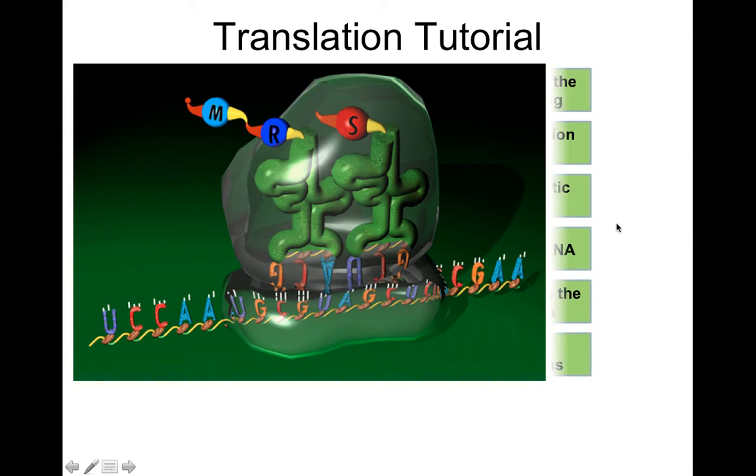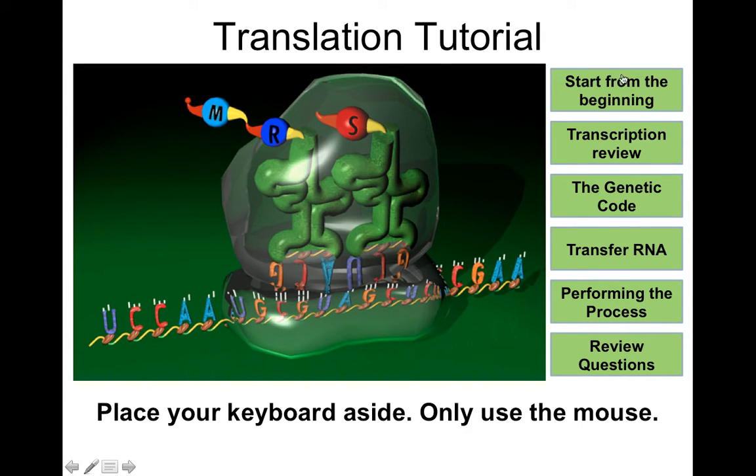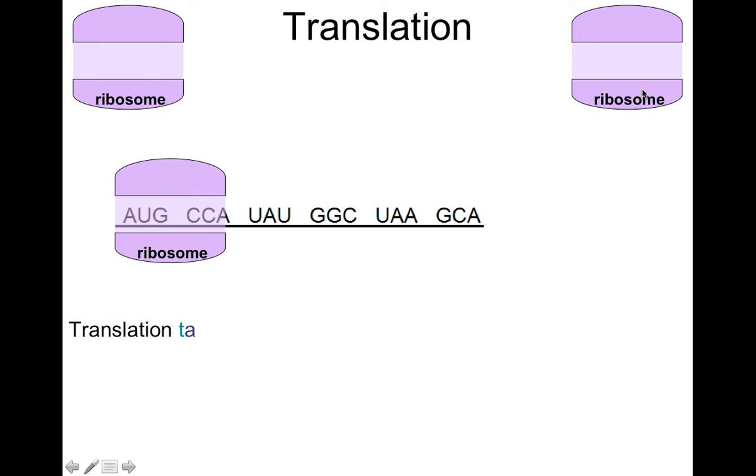Good day. We've just done transcription. And so that means we've taken genetic information using messenger RNA. Messenger RNA has left and now it's arrived at a ribosome. So here's our messenger RNA. And transfer RNA is going to come in and start bringing in our amino acids to make a protein.